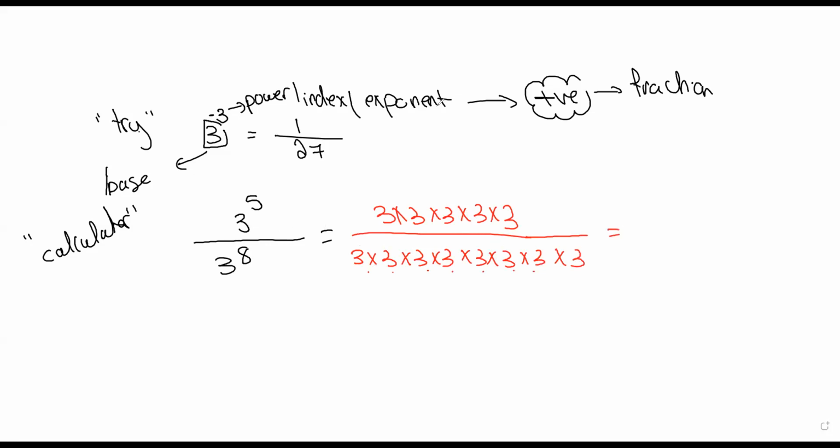Then, of course, we all know from previous years that when you have the same item multiplied up and down, you can just cancel out. So I can cancel out 5 threes on top with 5 threes on the bottom. I can cancel out common factors, as you can see. What remains in the numerator is 1. And what remains in the denominator is 3 multiplied 3 times.